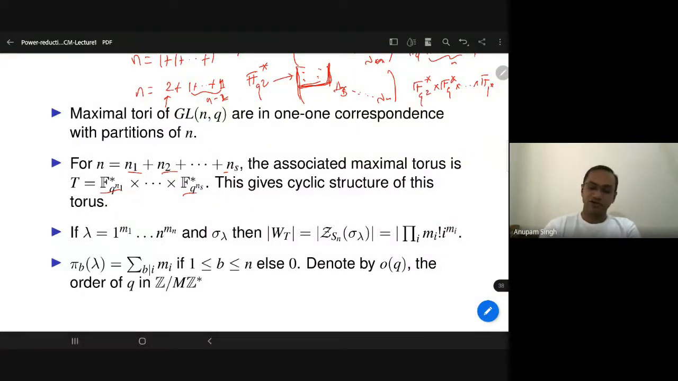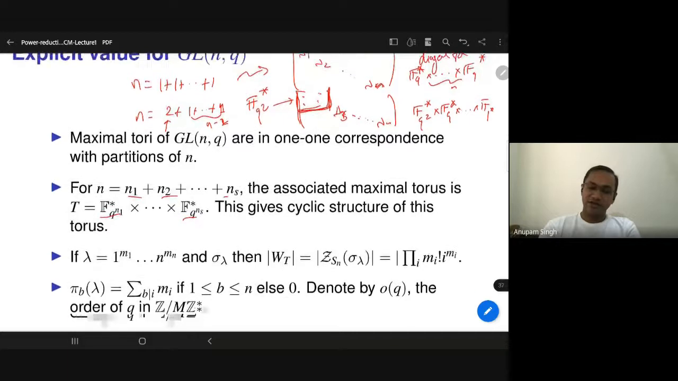And from here, at least in this case of GLn, it is quite easy to write it as a product of cyclic groups. You can simply say q^{n1} minus 1, q^{n2} minus 1, and so on. And then if you need to factorize further each one of them, you can do that. But there is no need in general.